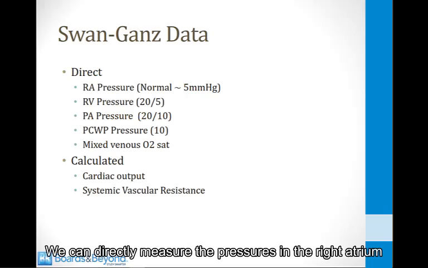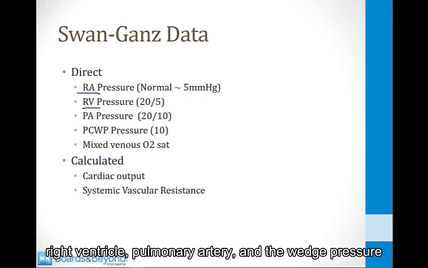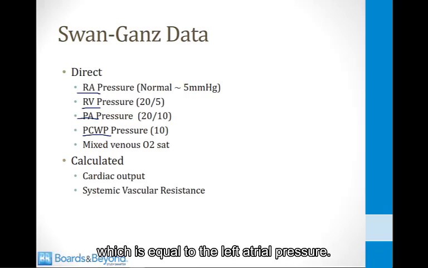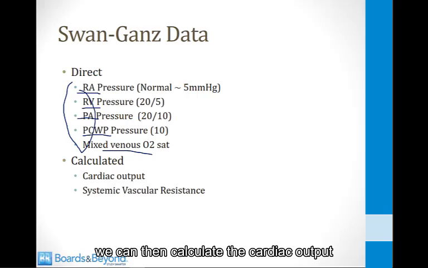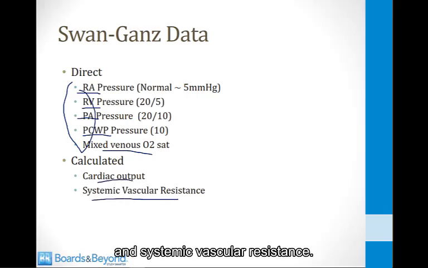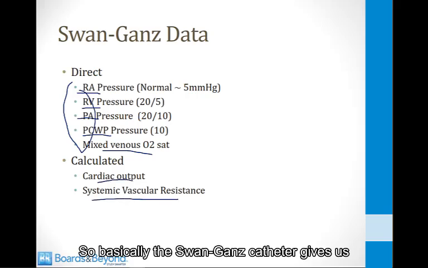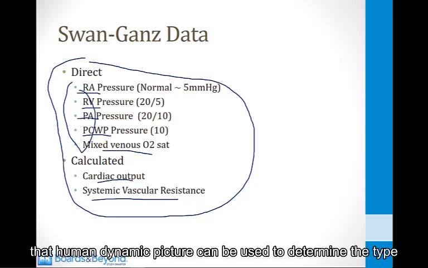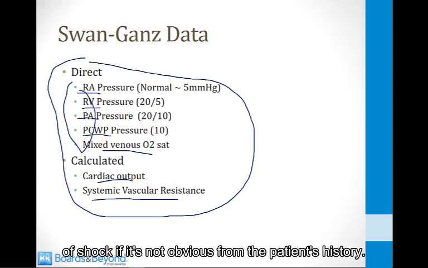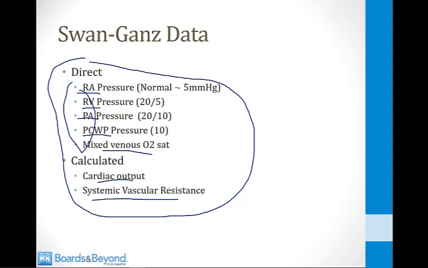We can directly measure the pressures in the right atrium, right ventricle, pulmonary artery, and the wedge pressure, which is equal to the left atrial pressure. We can also directly measure the mixed venous oxygen content, or saturation. From these numbers here, we can then calculate the cardiac output and systemic vascular resistance. So basically, the Swan-Ganz catheter gives us a complete hemodynamic picture of the patient, and that hemodynamic picture can be used to determine the type of shock if it's not obvious from the patient's history.